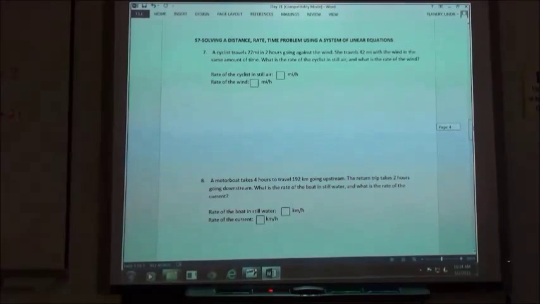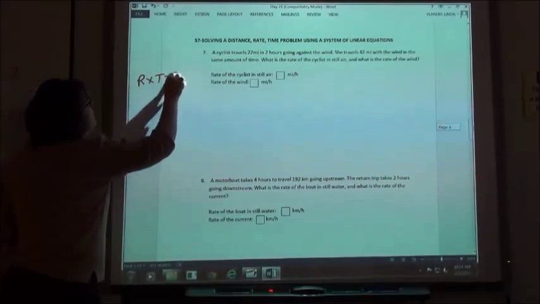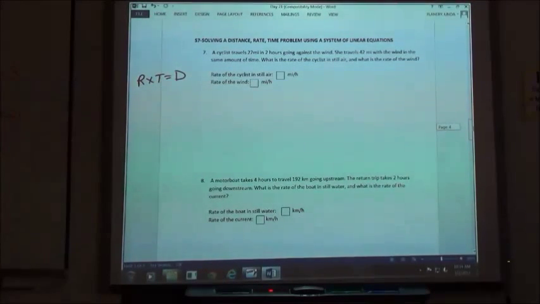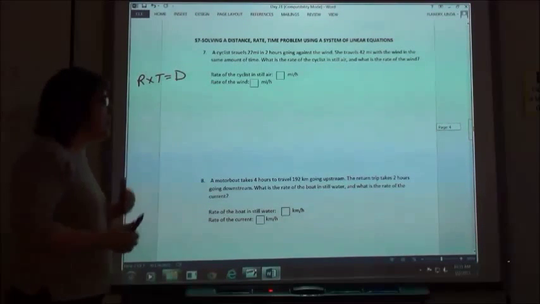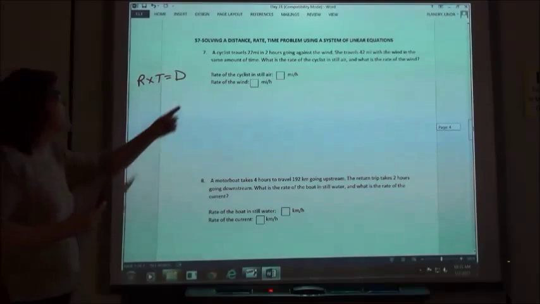The next one has to do with solving distance, rate, and time problems. We know that rate times time equals distance. Right? If we go 50 miles an hour for 3 hours, we got 150 miles. So on these first ones here, we're going to have things where we're either going against the wind and with the wind, or upstream and downstream, where something's pushing against us, making us go faster or slower. So our rate is going to have two different things.